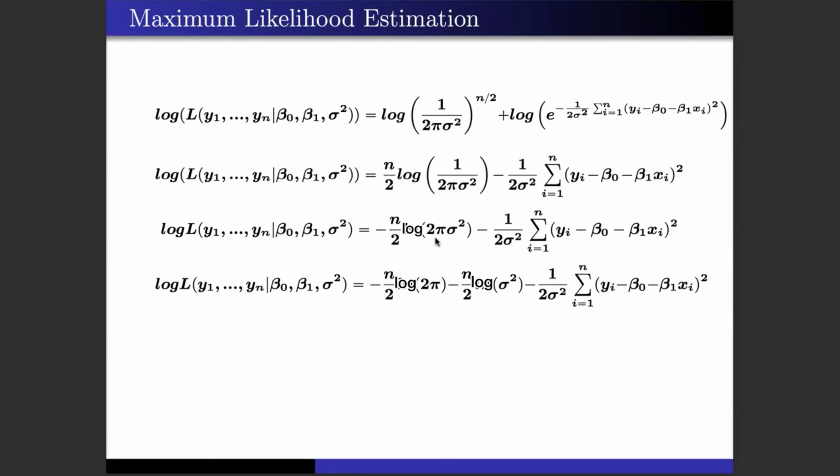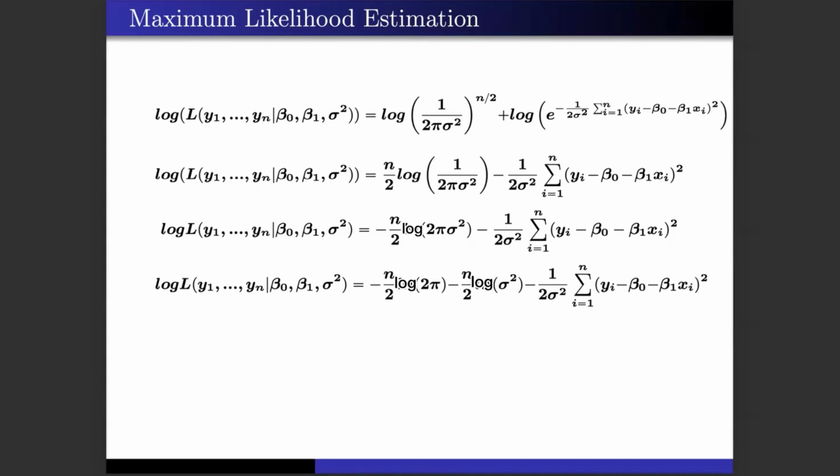Further, we treat this 2 pi as a, we treat the sigma square as b, and we have log a times b. This log a times b would become log a plus log b, and therefore we have the first term, negative n divided by 2 log 2 pi sigma square, is equal to negative n divided by 2 log 2 pi minus n divided by 2 log sigma square. And we have simplified the log likelihood function. We cannot simplify it any further.